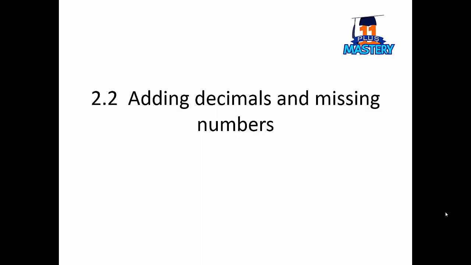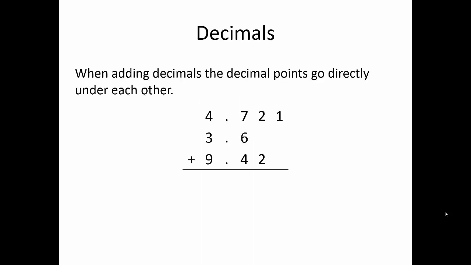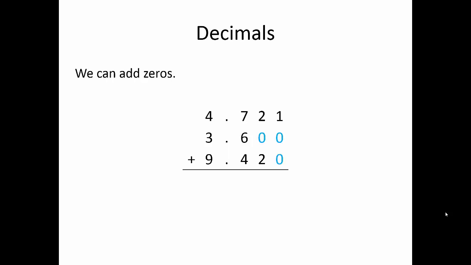Adding decimals works in the same way, with the decimal points going directly underneath each other. This means that we may have an uneven number of digits to the right of the decimal point. We can add zeros to even the numbers up, but this is not essential.